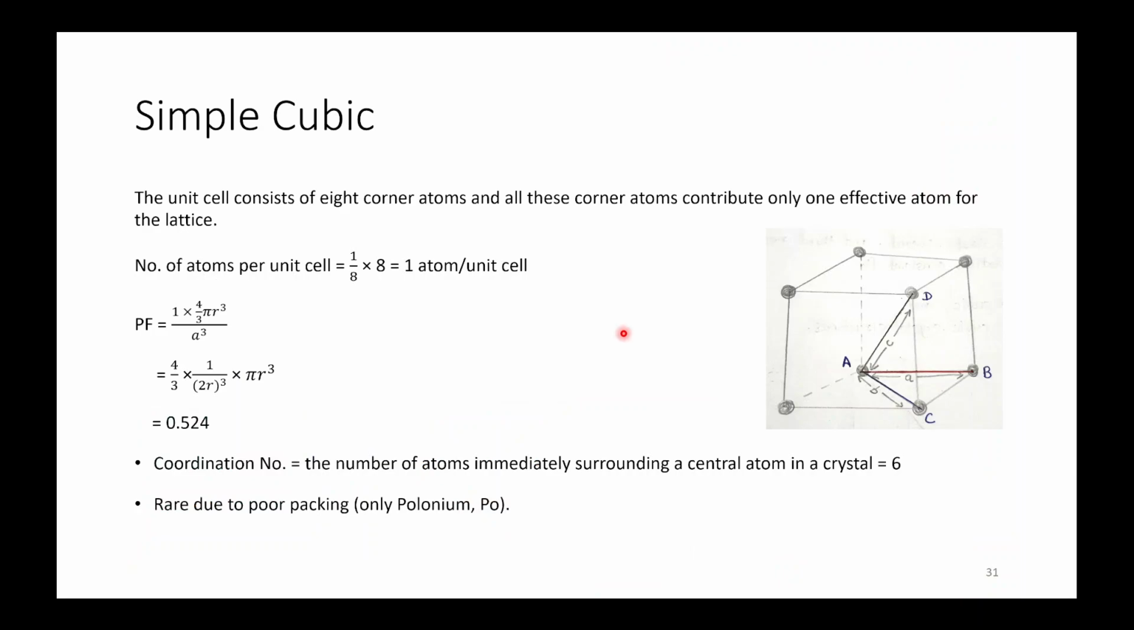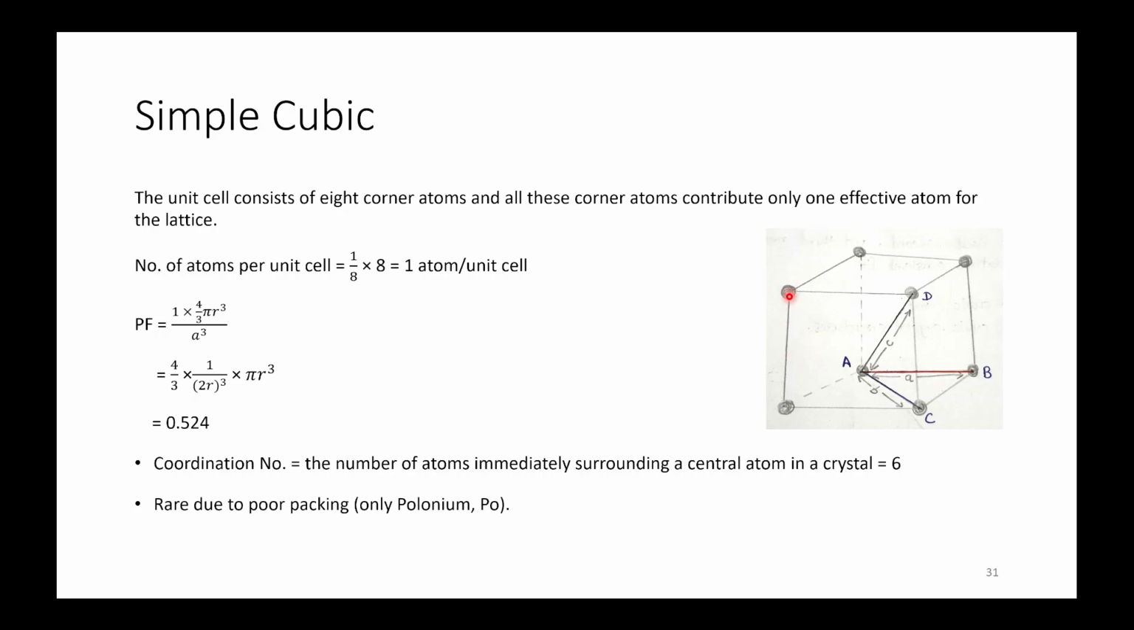Now some of the crystal structures that are studied most. First one is simple cubic. In case of simple cubic, we'll be having a cube and at the corners we'll be having atoms. So in this, the unit cell consists of 8 corner atoms, and all these corner atoms contribute only one effective atom for the lattice, because this corner atom will be shared with 8 other such unit cells.